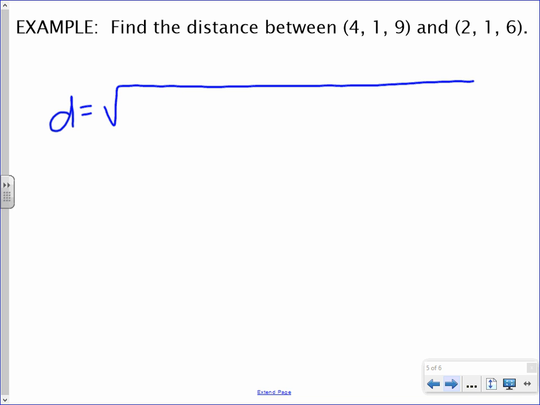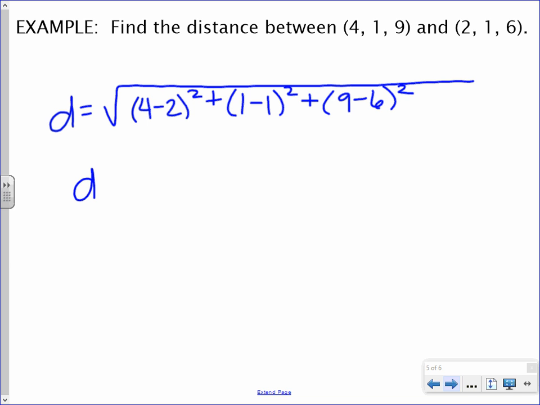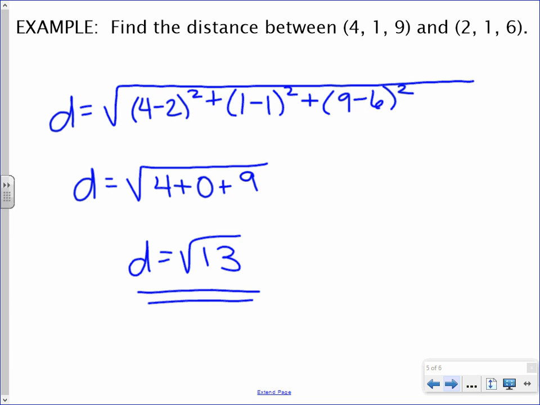So our distance, does it matter which coordinate you take first? It does not, okay? So it can be 4 minus 2 squared or 2 minus 4 squared. It doesn't matter. Minus 2, the quantity squared. 1 minus 1, the quantity squared. 9 minus 6, the quantity squared. So our distance, the whopping radical 13.